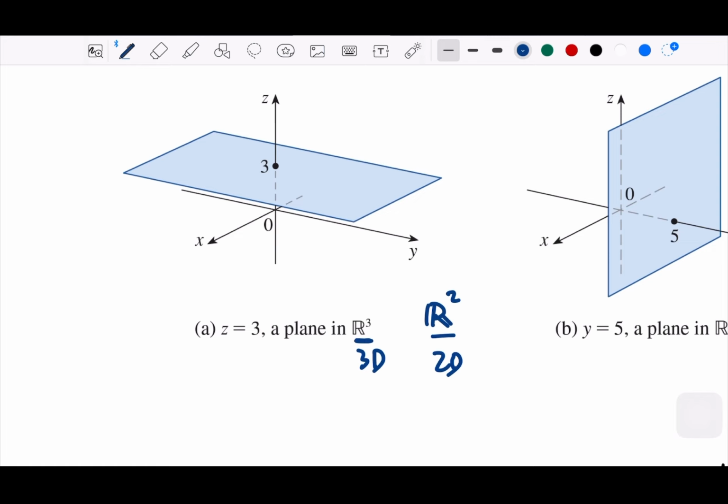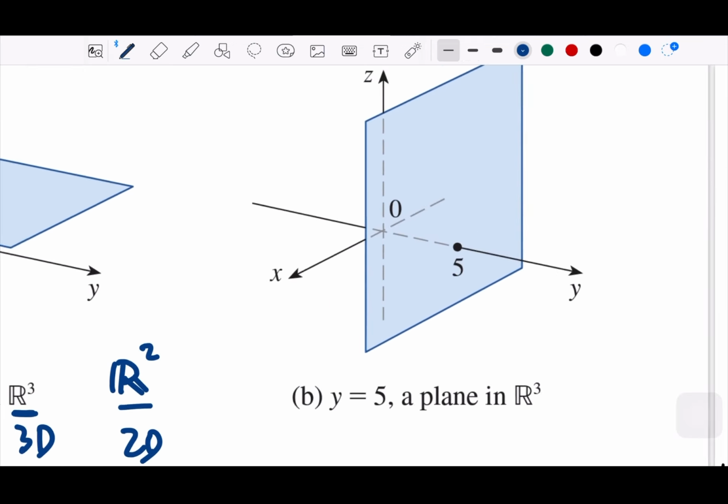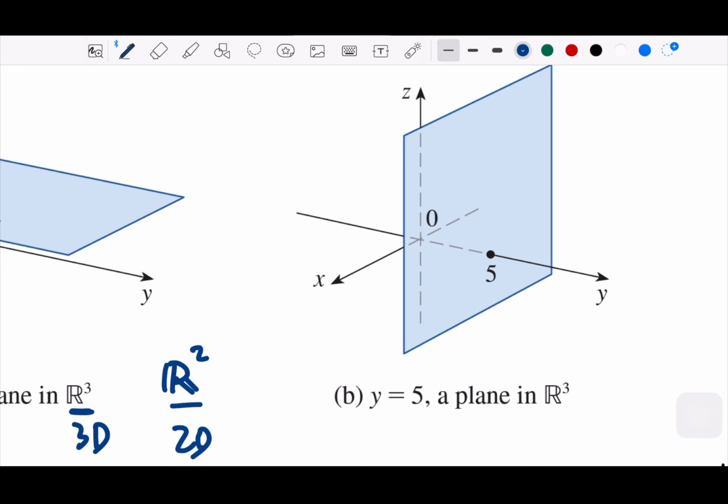Because the only way we see this plane is when z equals 3, so this is the plane. And then y equal 5, like this. So we are going to slice the space with the plane y equal 5.